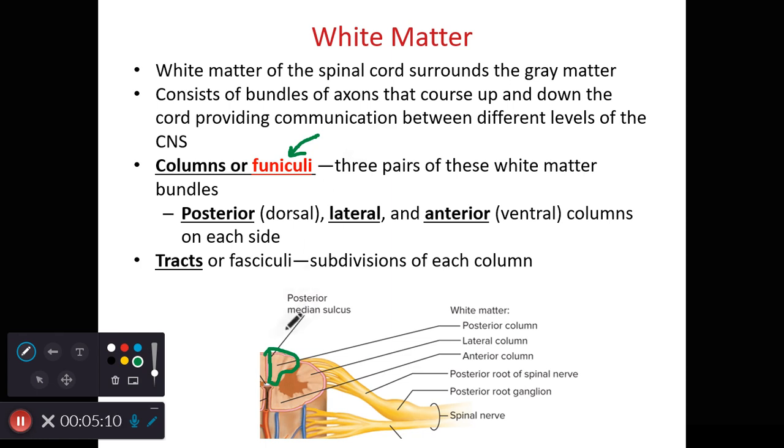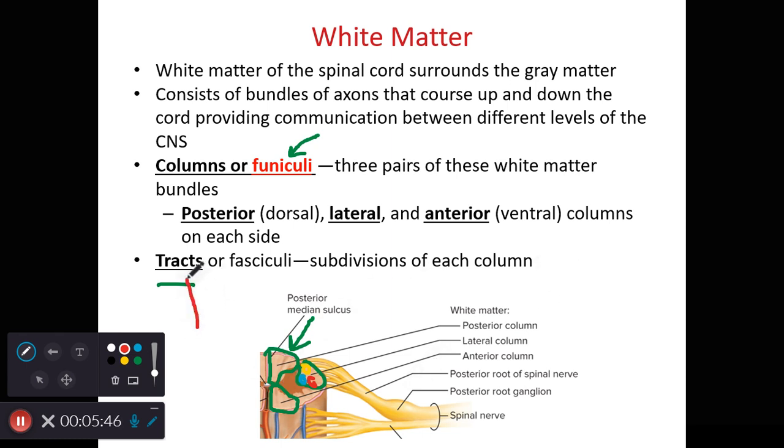And as we look at these columns or funiculi of white matter, we have three big chunks. Right now I'm circling the anterior, then we have the lateral column, and then the posterior column. Within the columns, we have tracts. These tracts are small subdivisions, so we can take one column and break it up into different areas. I'm using yellow, blue, and red just to show that one column can be broken up into different areas or subdivisions.